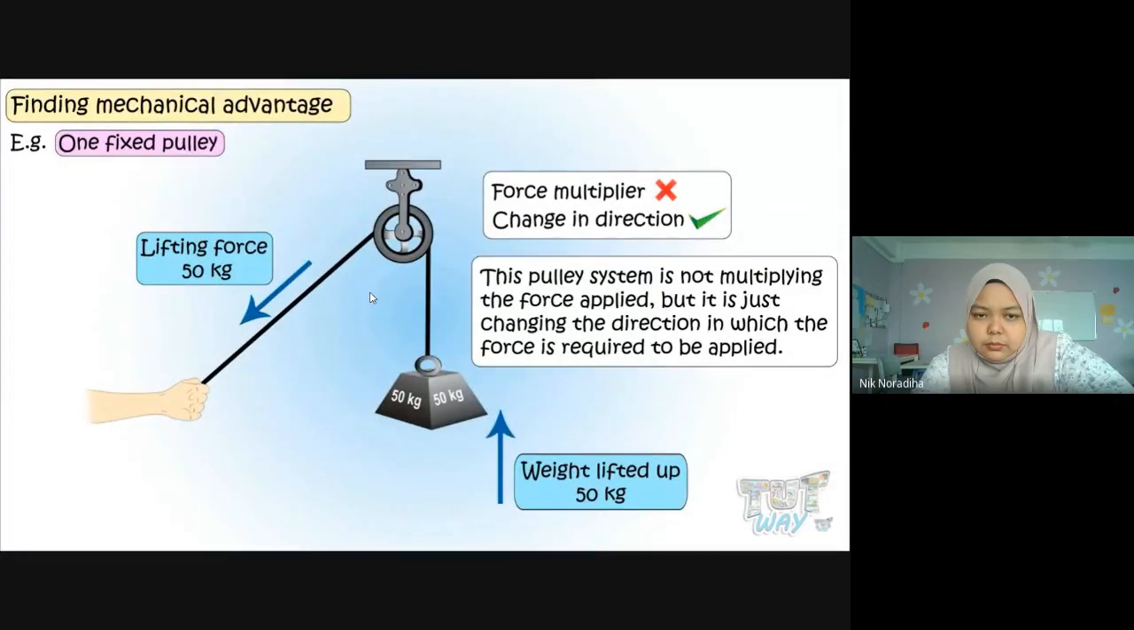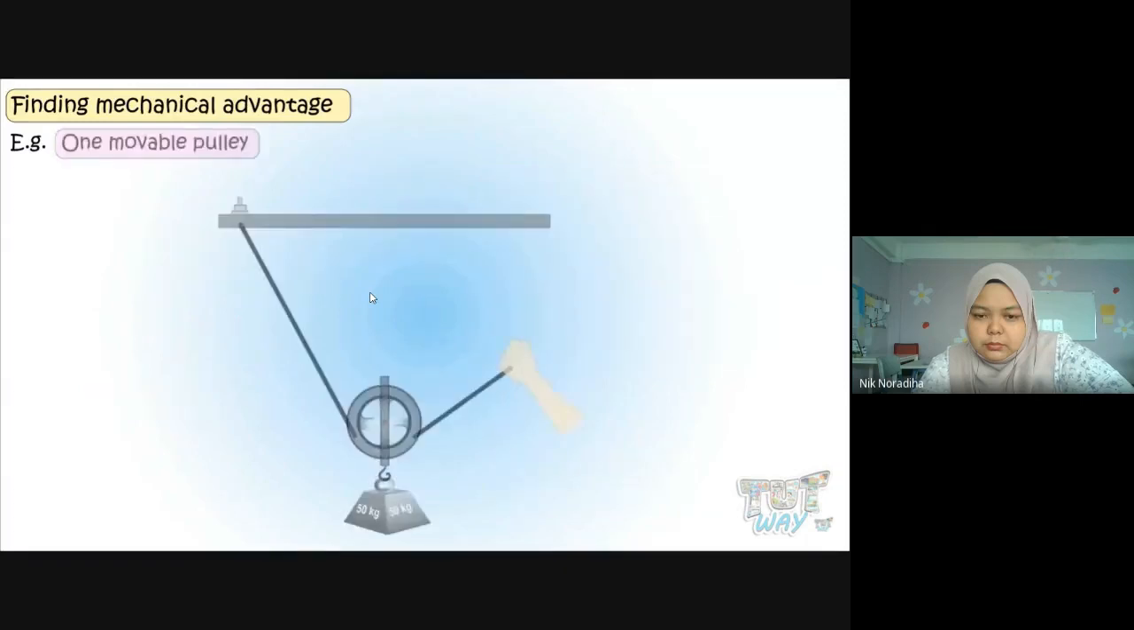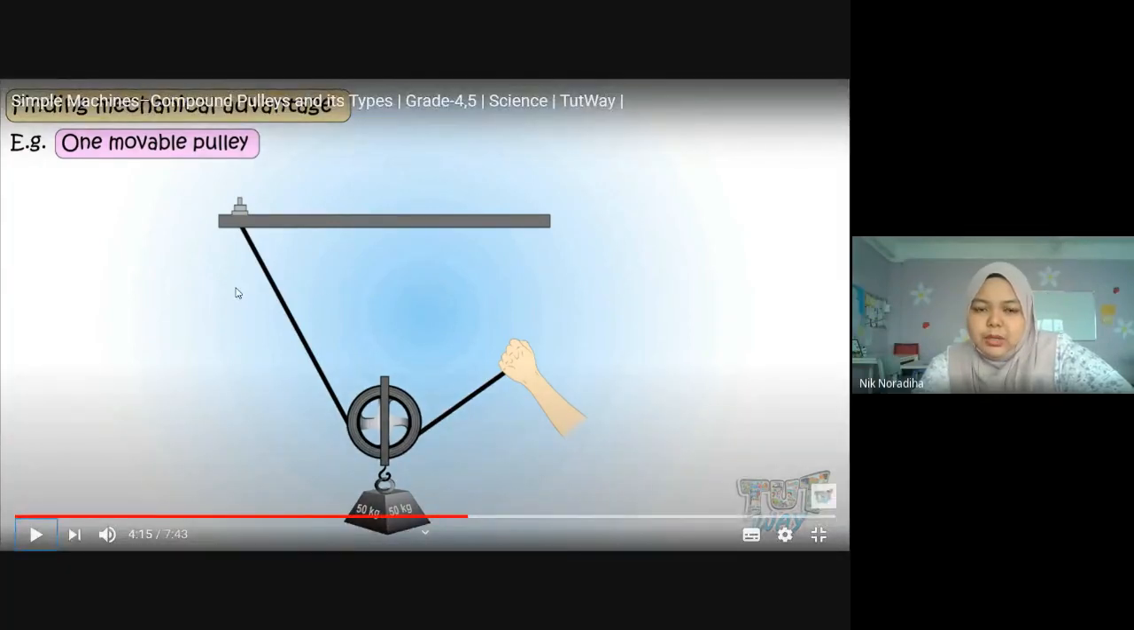Next, we have one movable pulley. That is, the pulley is not fixed. One end of the rope is fixed and the other end is required to be pulled by a person. Just now the first one we looked at, the fixed pulley, means the wheel is attached to one place. But now the second one we have is the movable pulley.